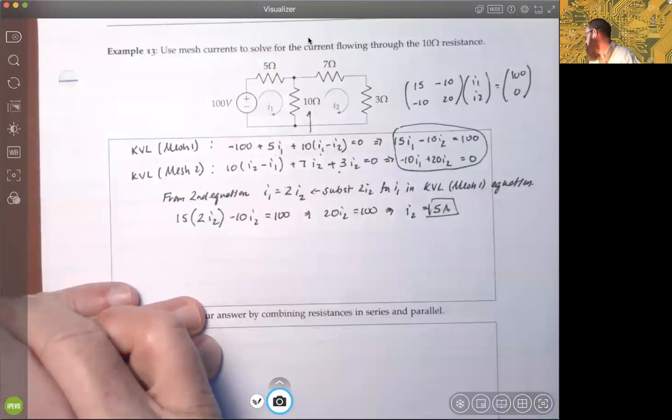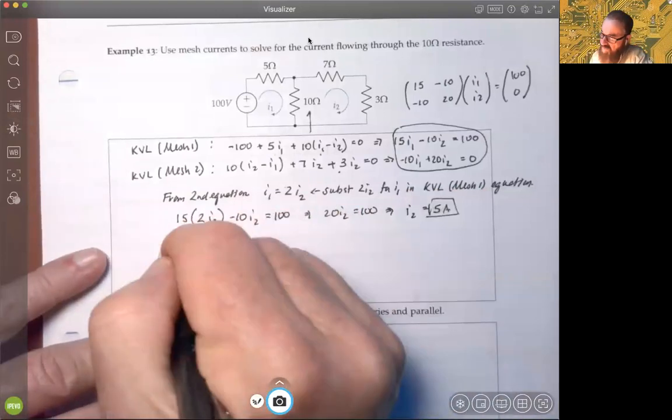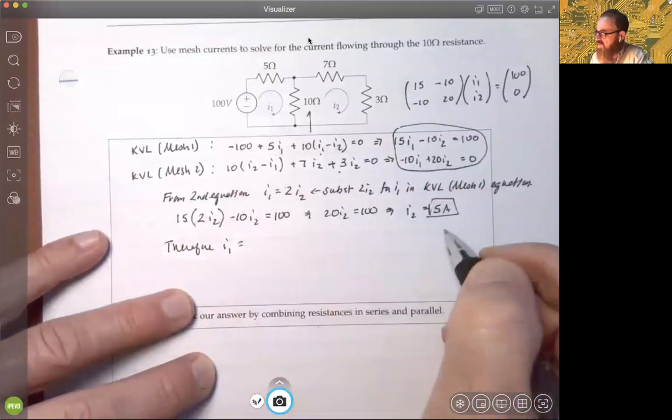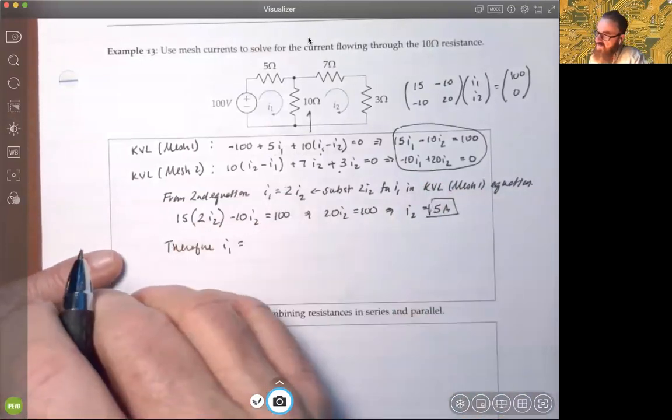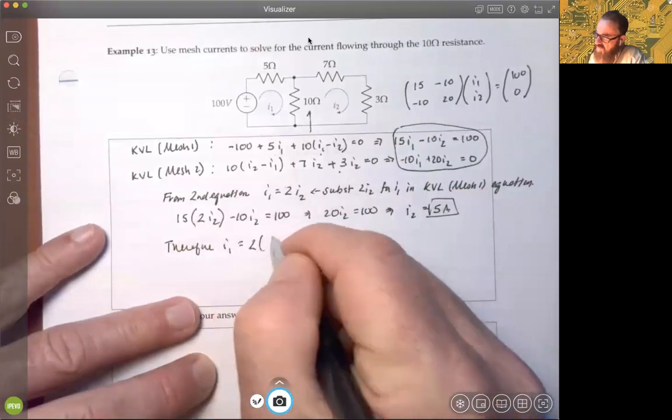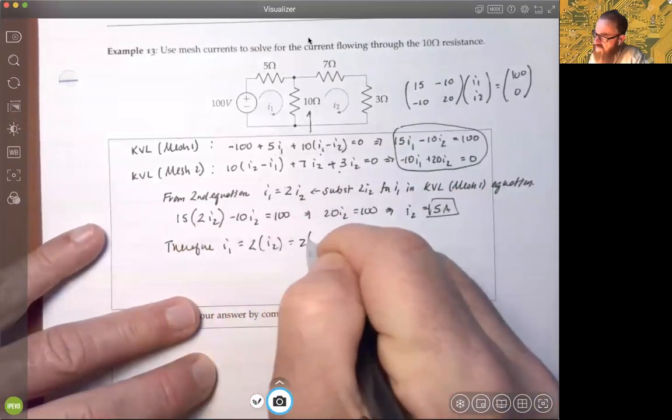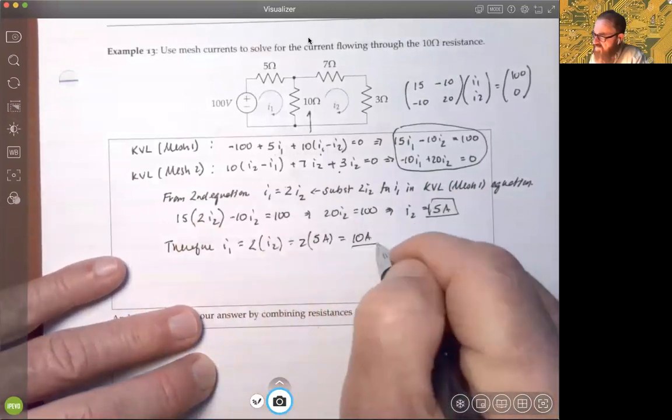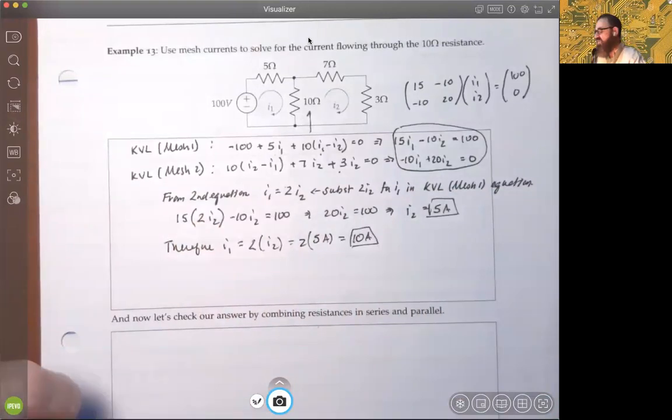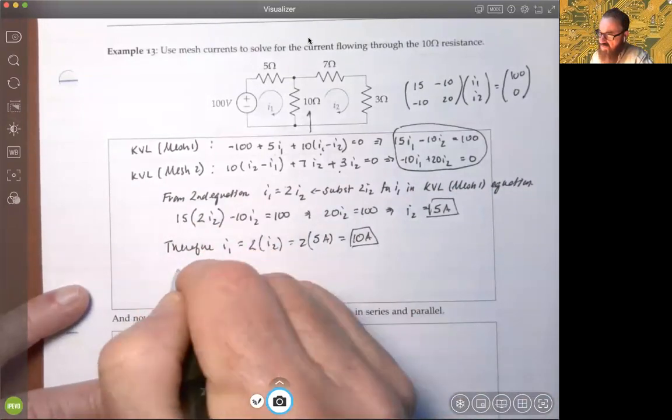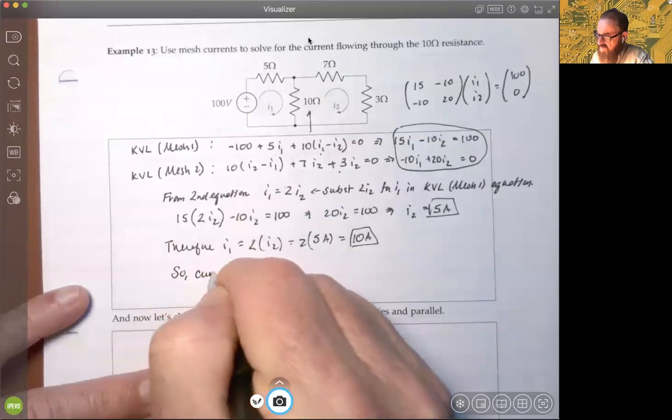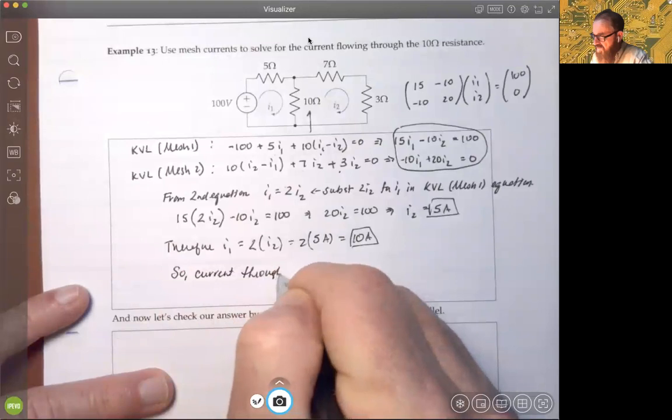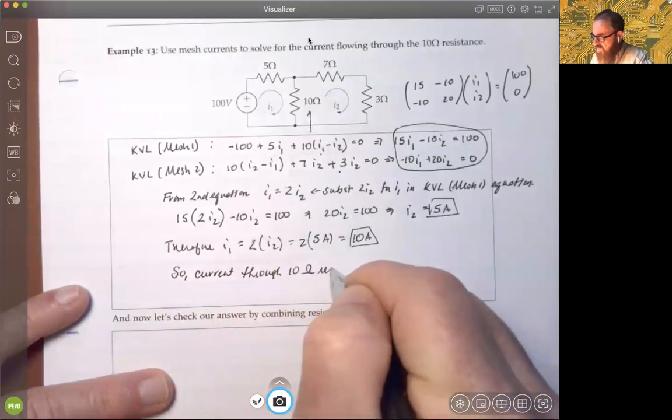Right? So therefore, I1 must be what? Well, if I2 is 5 amps, we know it's twice whatever I2 is, which is twice 5 amps, must be 10 amps, okay? Right? But that wasn't the question. The question was the current through the 10 ohm resistance.